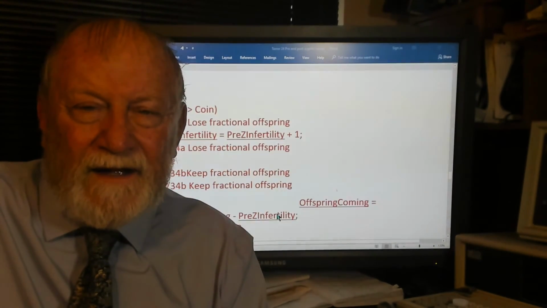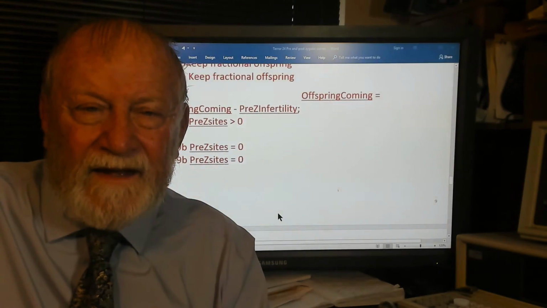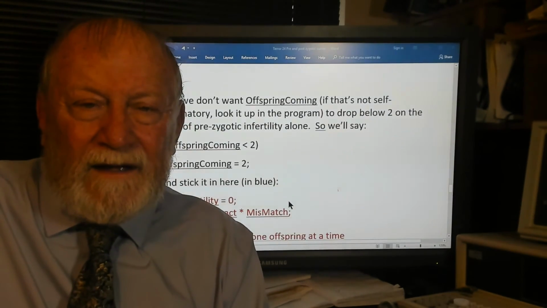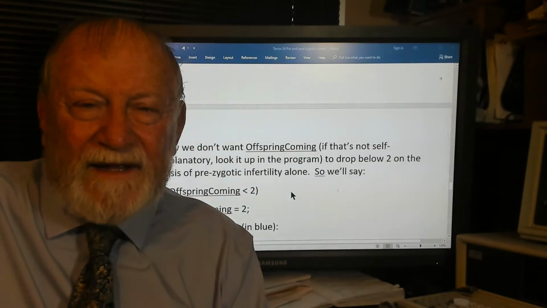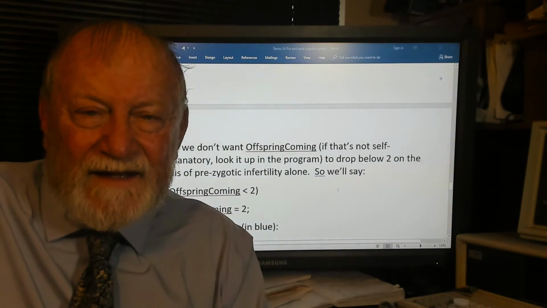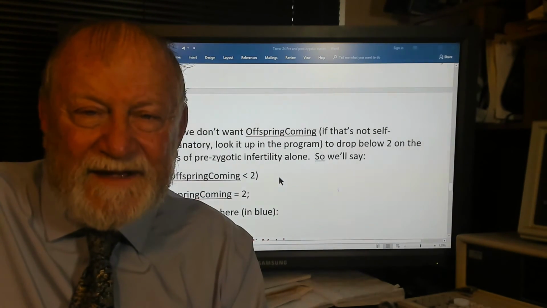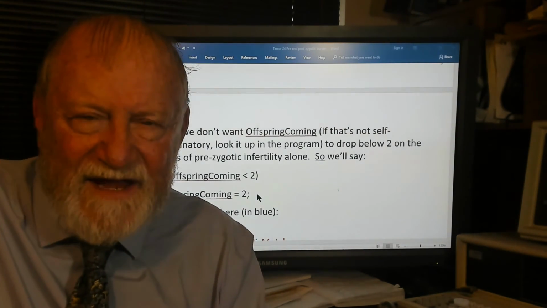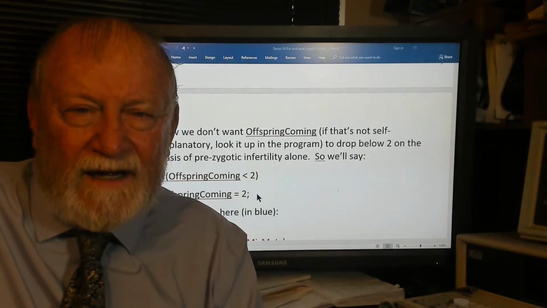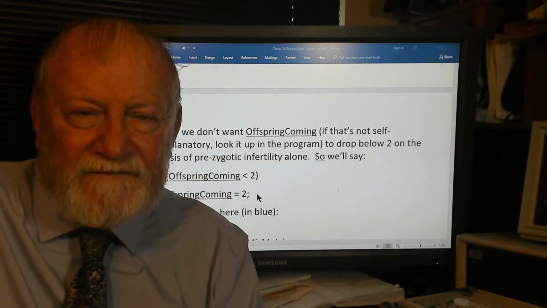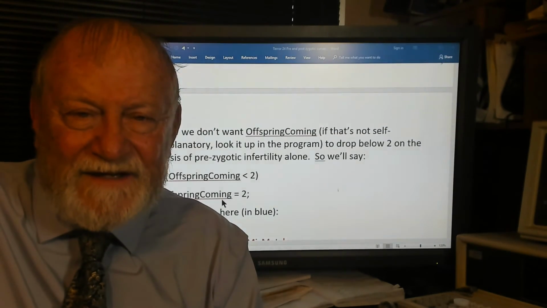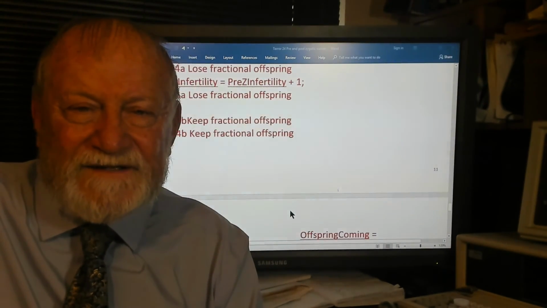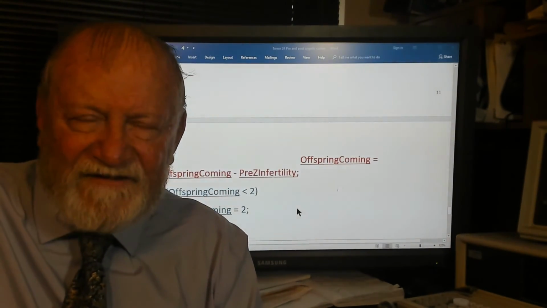So we can go back in there and say if the offspring coming is less than 2, make it 2. So you'll never have absolute infertility, pre-zygotic. You take these 2 lines, stick it in the middle of the program in here, it's in blue, there, and that would fix it.